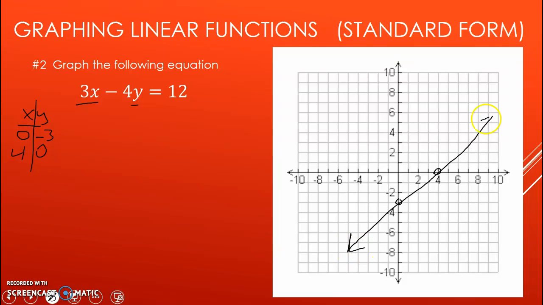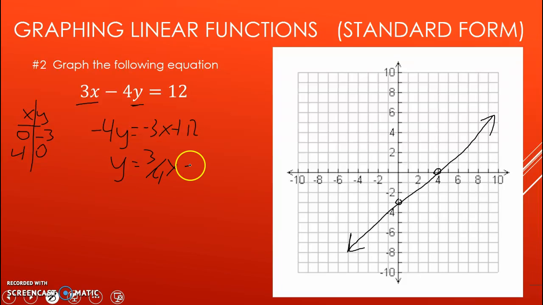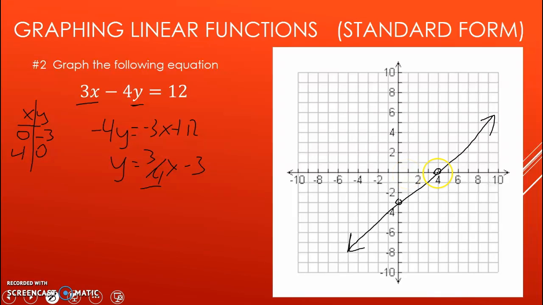The other way that I could graph things that are in standard form is to put them in slope-intercept form by getting the y by itself. So I'm going to make the subject of this equation y. I'm going to subtract 3x from both sides, so I'll have -4y equals -3x plus 12. Then if I divide everything by -4, I'll have y equals 3/4 x minus 3. And you can see the y-intercept starts here at -3, and the slope is 3/4, so I would go up 3 and over 4. And I can continue to do that to graph the equation.